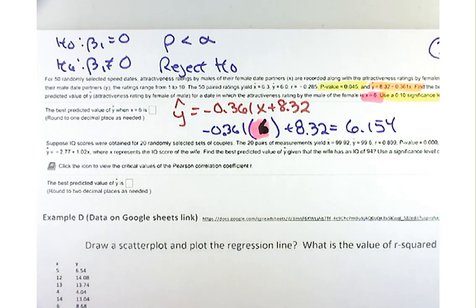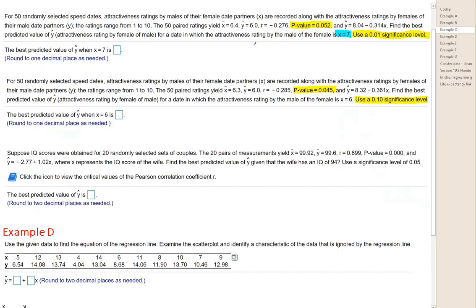And there's one more like this in this series. So let's take a look at it up here, or you can look at it on your sheet. Suppose the IQ scores were obtained for 20 randomly selected sets of couples. The 20 pairs yield X bar is all this, etc. So there's a lot of data in there. Find the best predicted value y hat, given that the wife has an IQ of 94. So the X values, that's the wife's IQ. The Y values, that's the male's IQ.